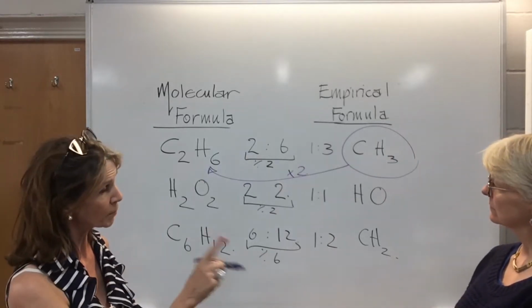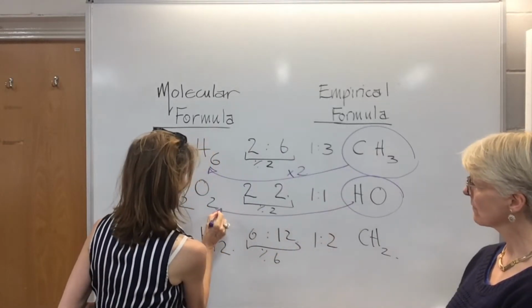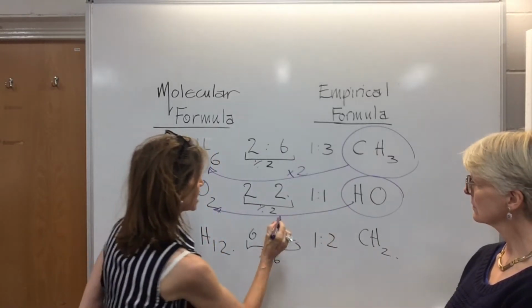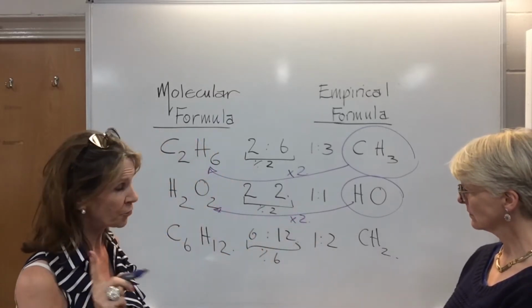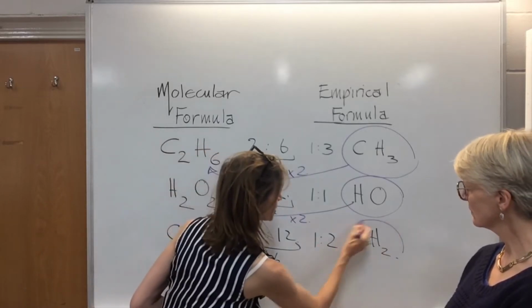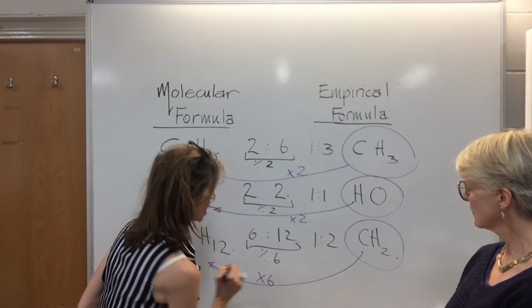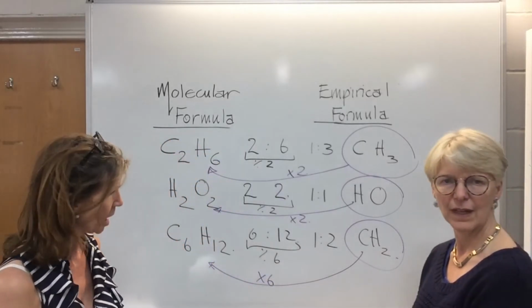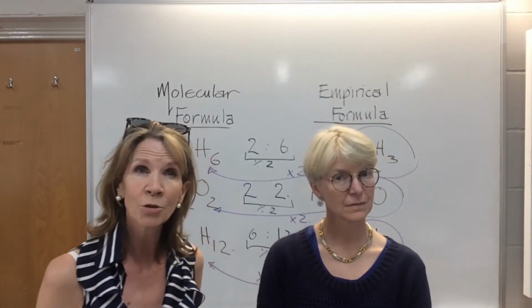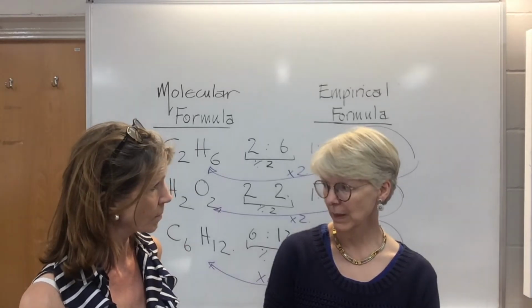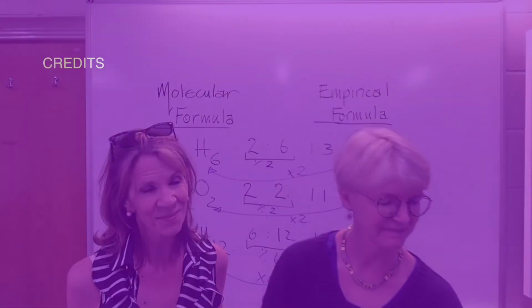Perfect. So let's just prove that point. So we have an empirical formula of HO. We can relate it to hydrogen peroxide H2O2, and again, you multiply it by a whole number. And let's prove the final one that we did. So you have CH2, and you need to multiply that by a whole number to give you the C6H12. Absolutely fantastic. So now we understand what empirical formula and molecular formula is. I think you're inspired. Well, I hope the audience feel inspired as well.